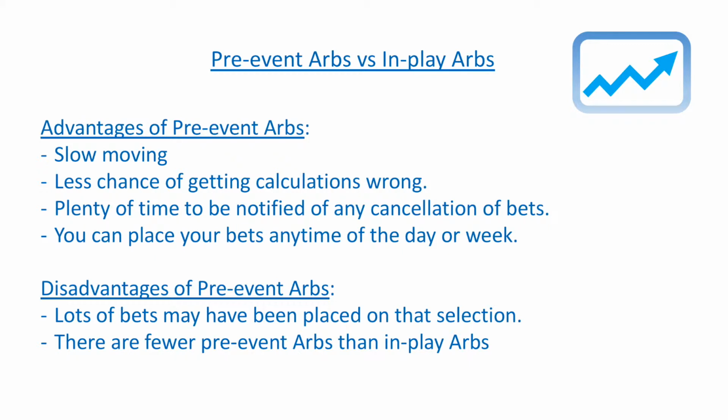So the first advantage of a pre-event arb is they are slow moving. This means you will generally have a lot more time to actually find the bet selections and do your calculations. Therefore, this means there's less chance of getting your calculations wrong. There's also plenty of time to be notified of any cancellation of bets. Now, I'll talk about bookies cancelling bets in the next section.